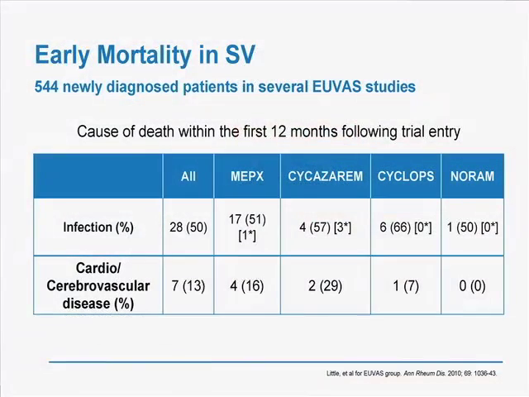This is something that we need to be keenly aware of in treating these people, causing them to be profoundly immunosuppressed, while at the same time we're trying to provide life-saving therapy. The other concern was cardiovascular disease. There's an increase in cardiovascular disease compared to the general population in these folks.